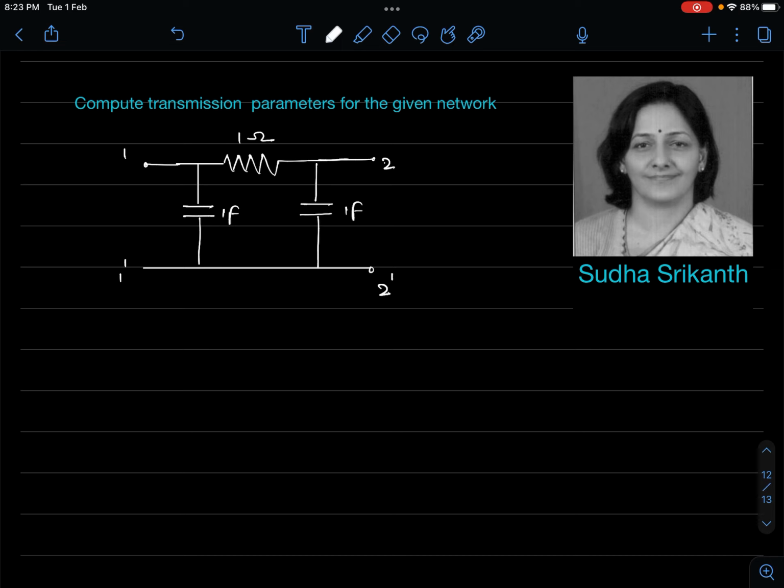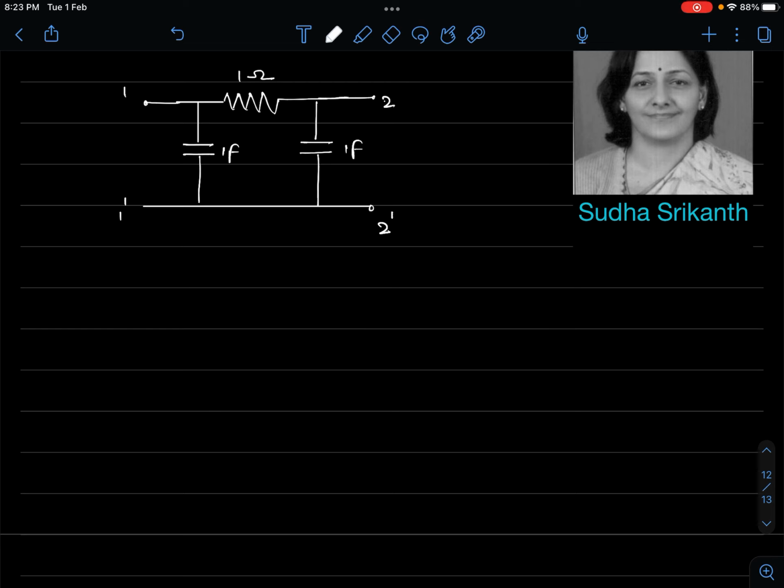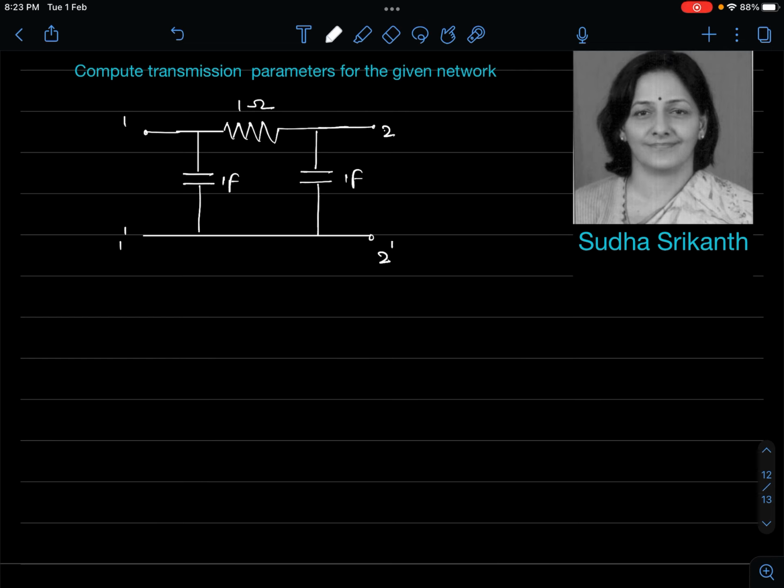All right, so we're supposed to find out transmission parameters. So what are transmission parameters? Transmission parameters, in other words, are ABCD parameters. We're aware of that. Right? So in order to obtain the transmission parameters for this network, let us try to write the Laplace transformed network. Let us try to take it in S domain.